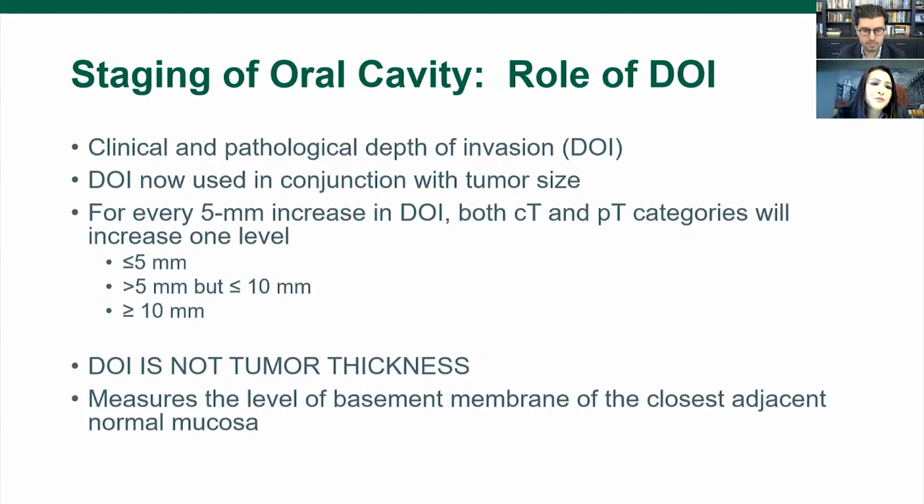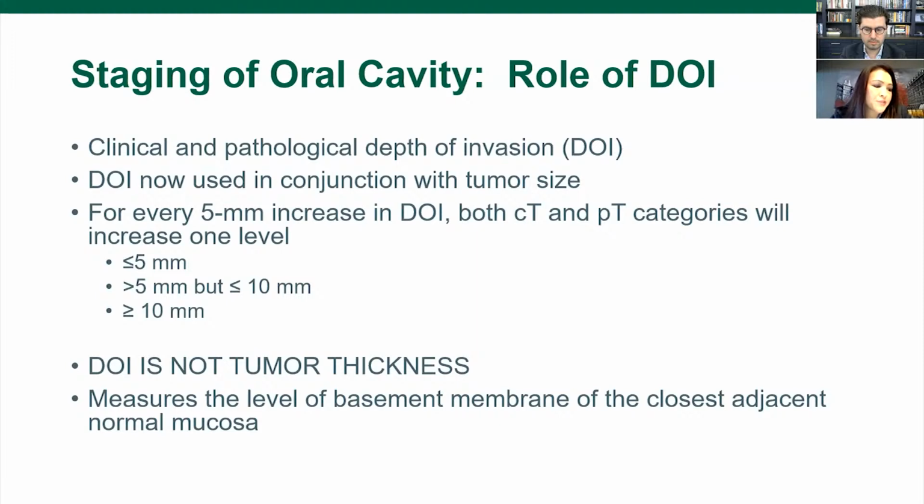So DOI is now used in conjunction with tumor size because head and neck is more of a surgical specialty. Most of our cancers in the oral cavity will require surgery, so we have more robust pathological and staging information. The patient is staged, first of all, clinically, based on exam and the greatest dimension of the tumor on exam in the office.